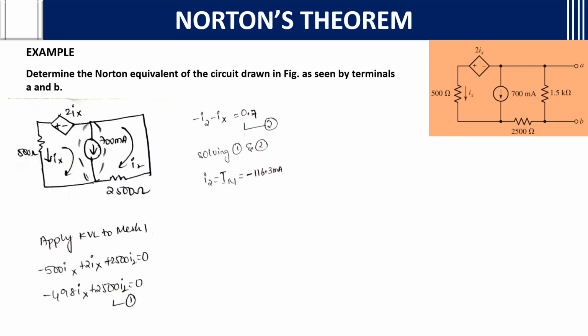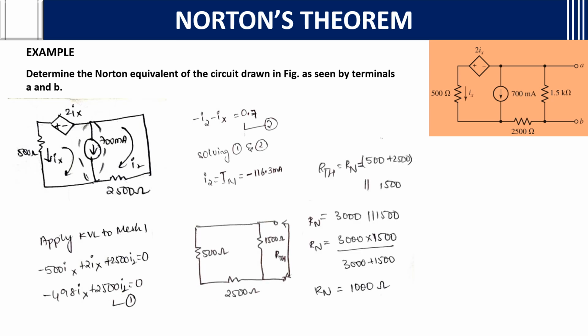We got IN. Now we want RN. To get the resistances, we remove the dependent sources and the energy sources. We will keep only the resistances. After keeping the resistances, these two are in series, and that in turn is in parallel with 1500. So 500 plus 2500 is 3000, which is in parallel with 1500. You will get RN as 1000.